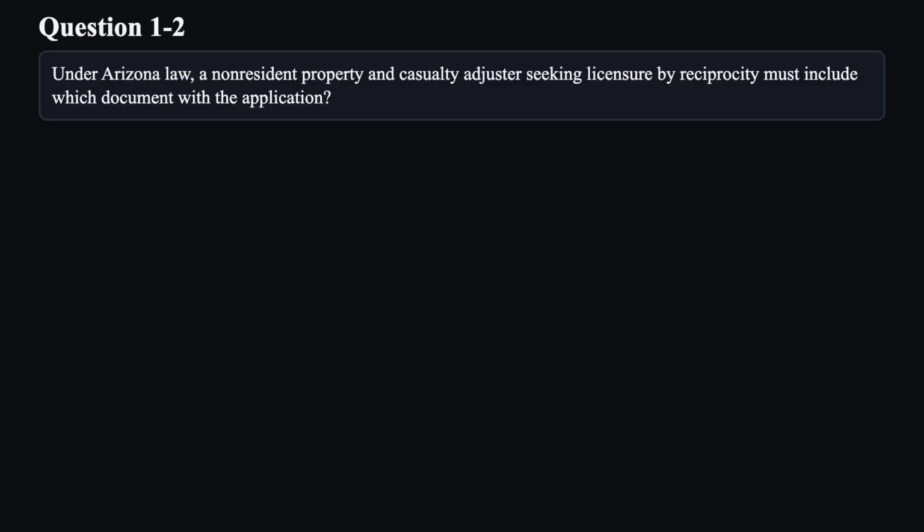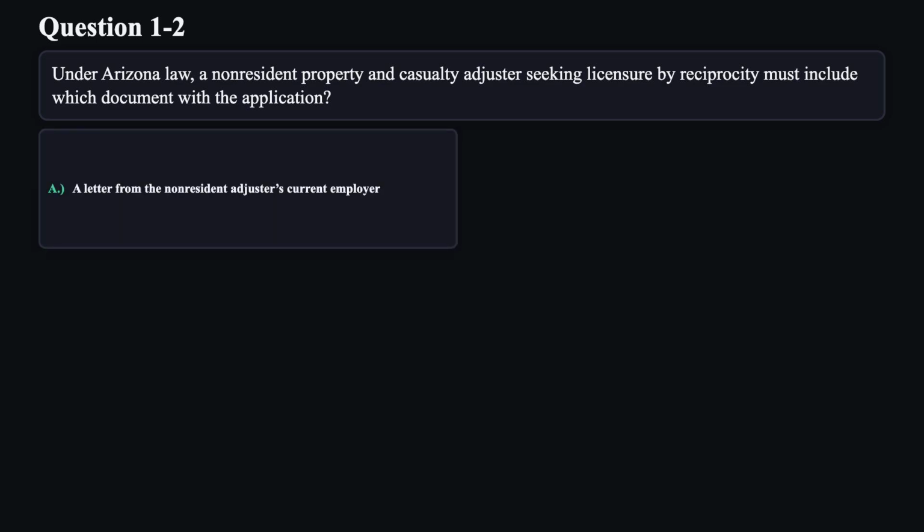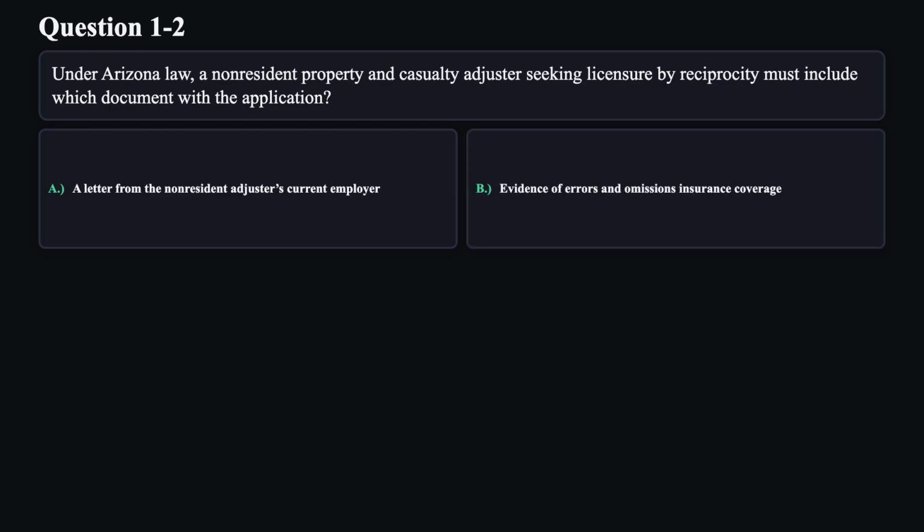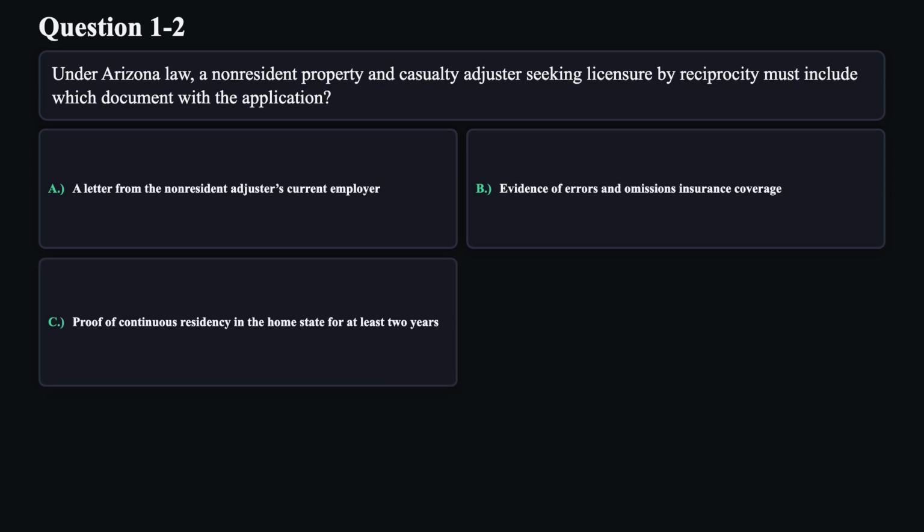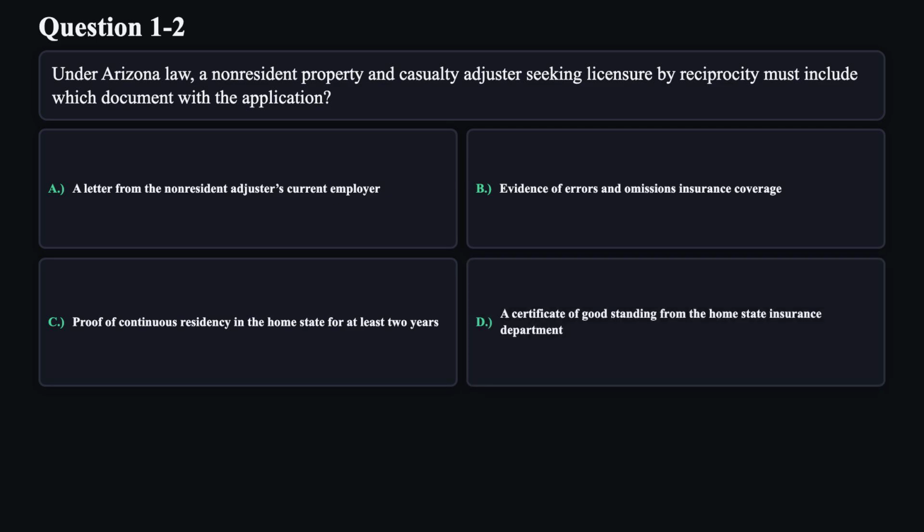Question 2. Under Arizona law, a non-resident property and casualty adjuster seeking licensure by reciprocity must include which document with the application? A. A letter from the non-resident adjuster's current employer. B. Evidence of errors and omissions insurance coverage. C. Proof of continuous residency in the home state for at least 2 years. D. A certificate of good standing from the home state insurance department.